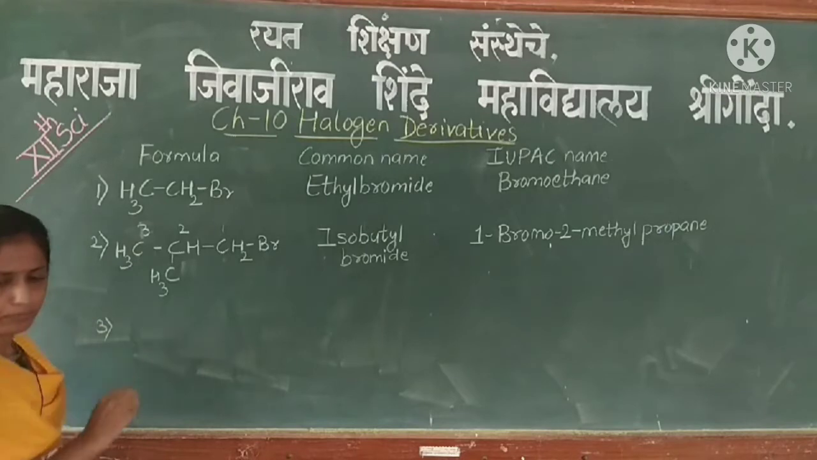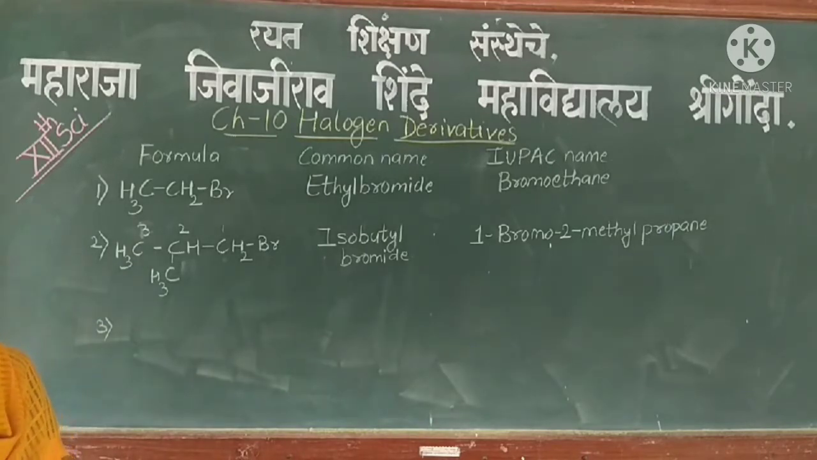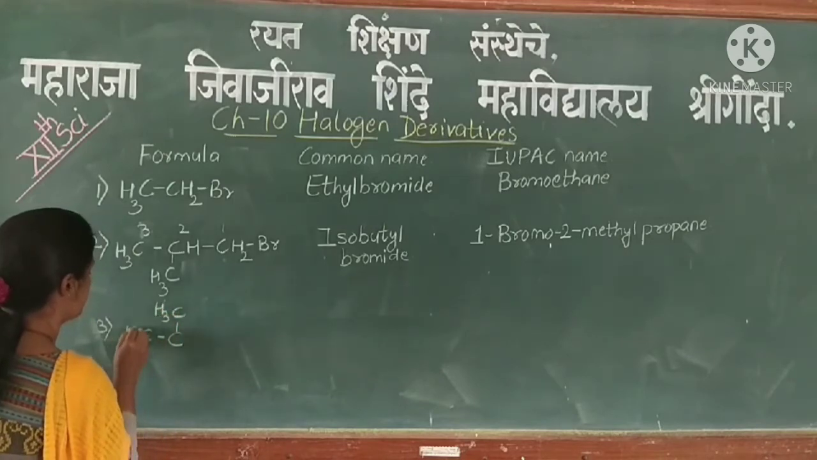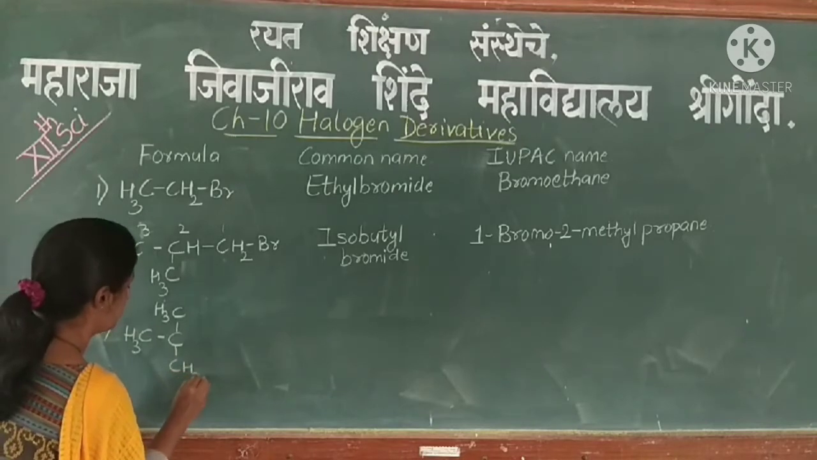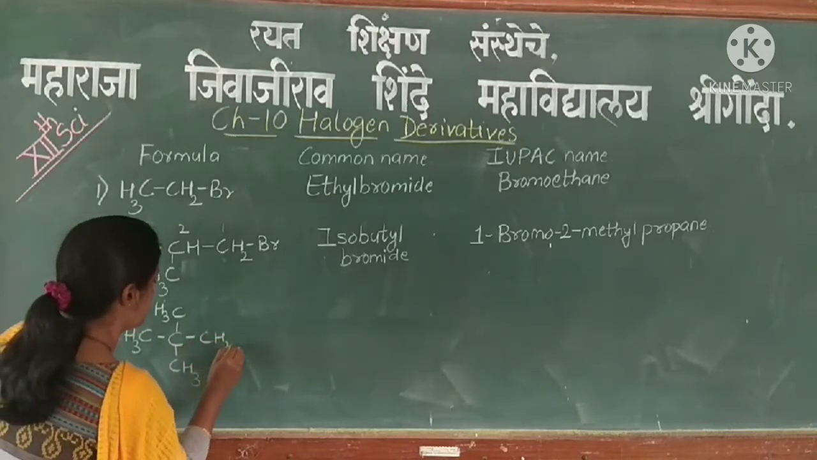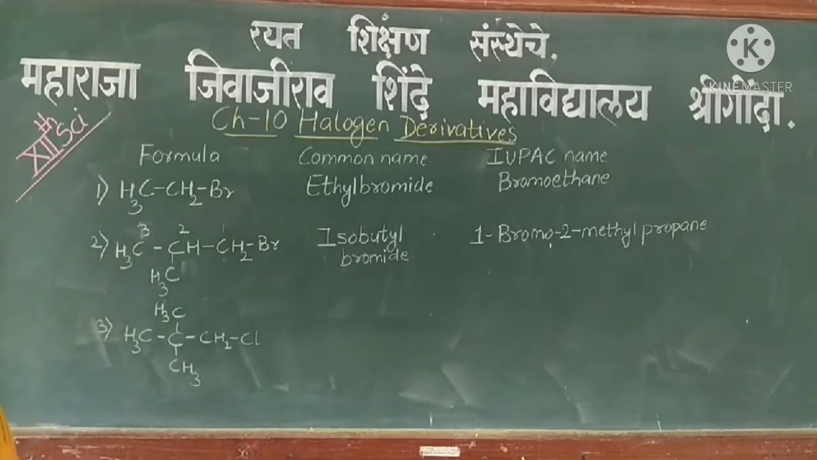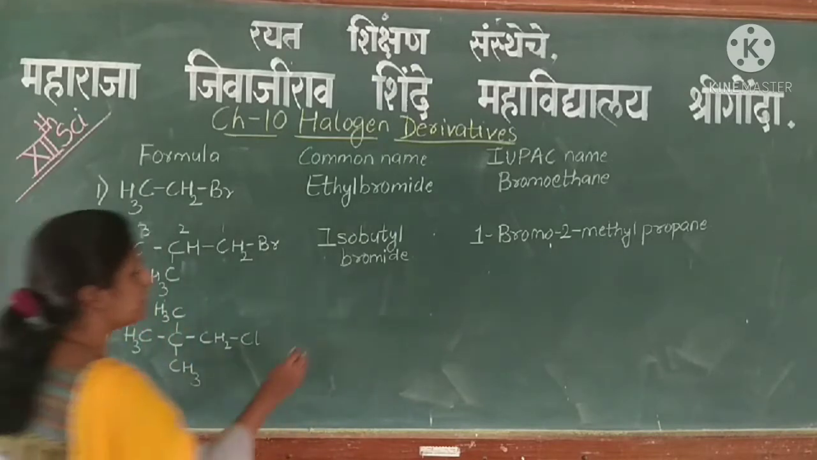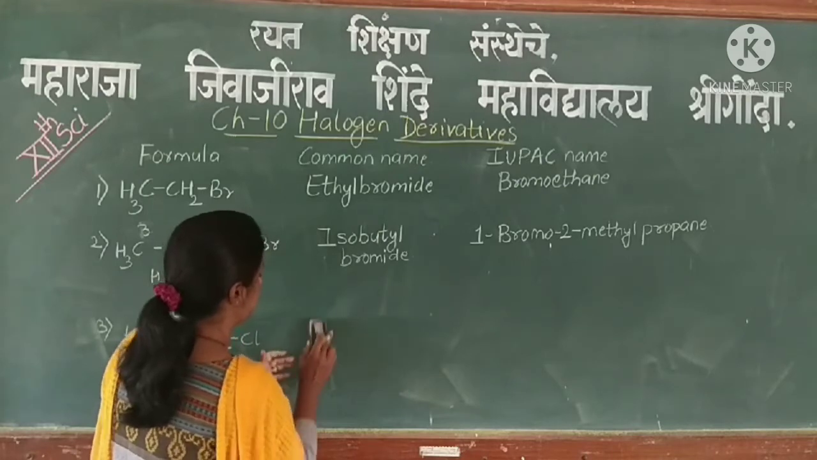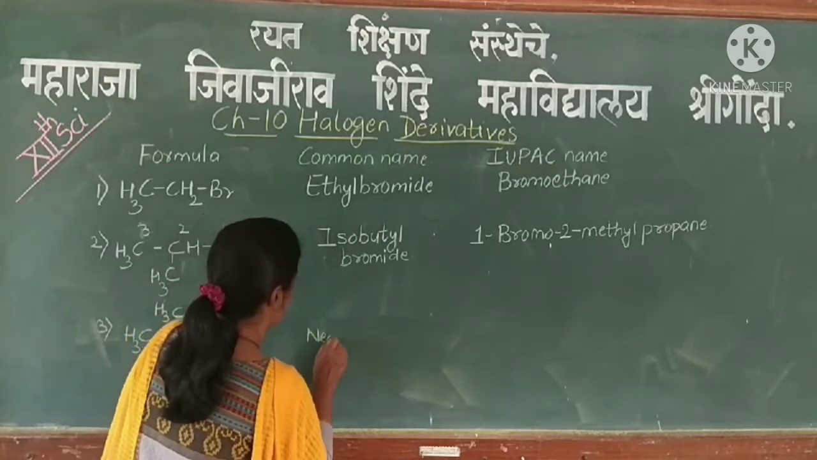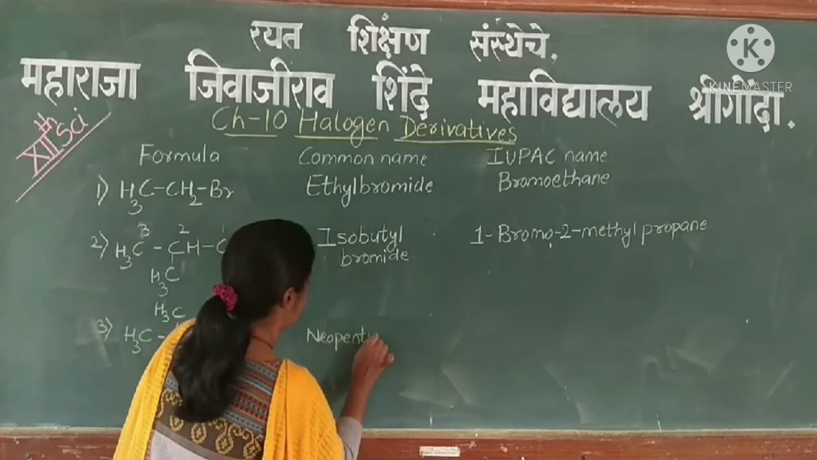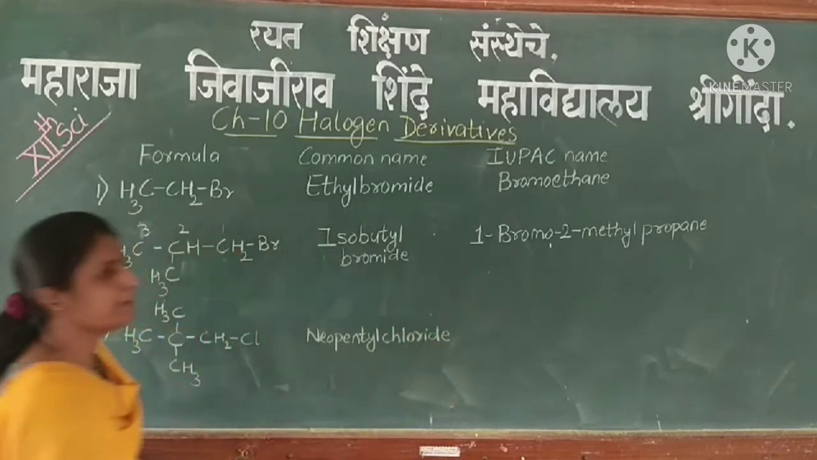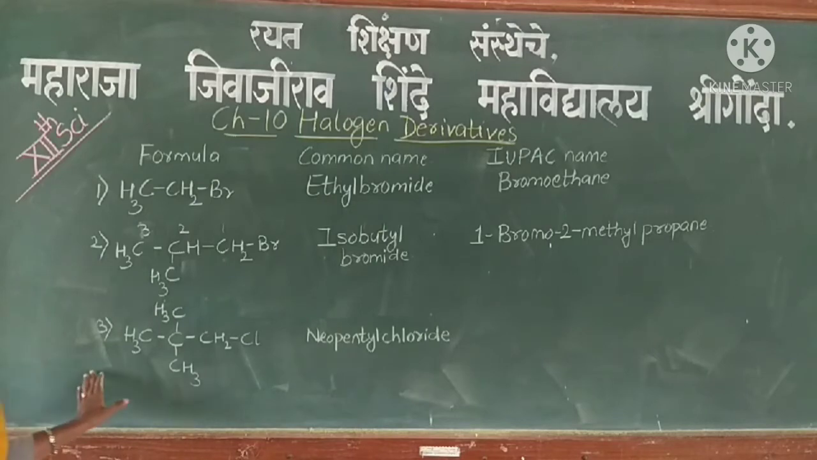Okay. Now the third example. Let's see the third example. Now this is the third compound. Its common name is neopentyl chloride.